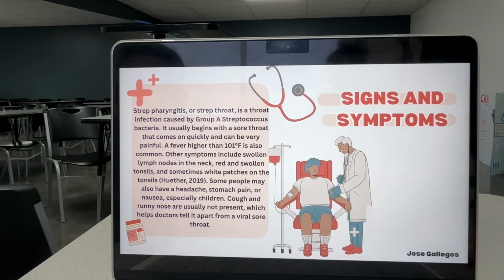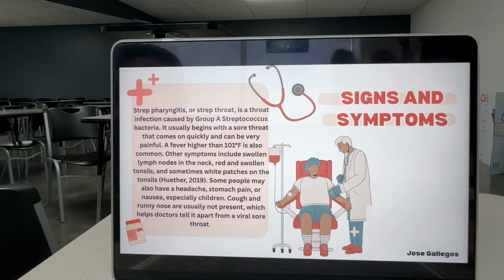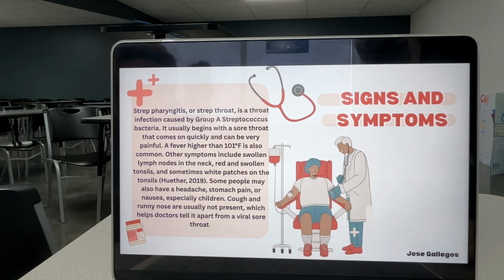Strep throat, or streptococcal pharyngitis, is a throat infection caused by group A Streptococcus bacteria. It usually begins with a sore throat that comes on quickly and can be very painful. A fever higher than 101 Fahrenheit is also common.